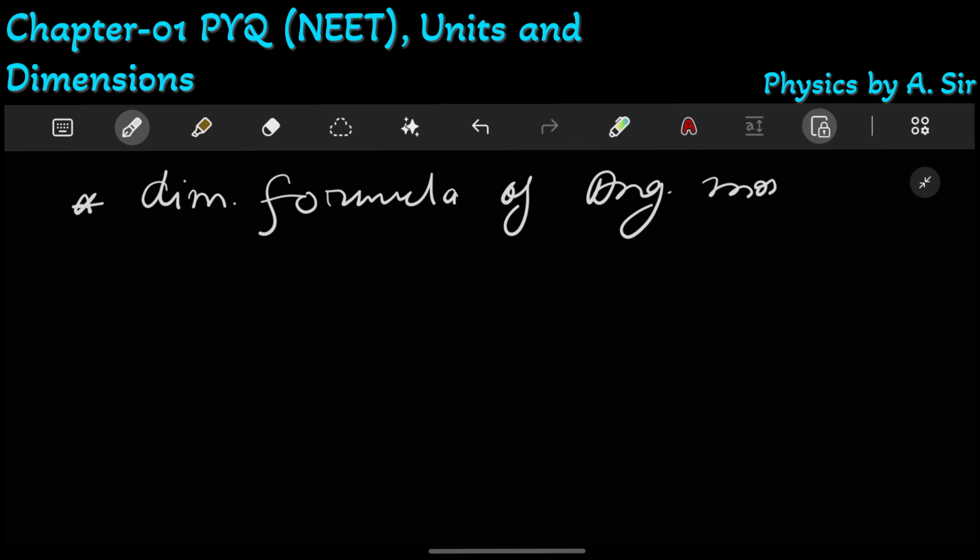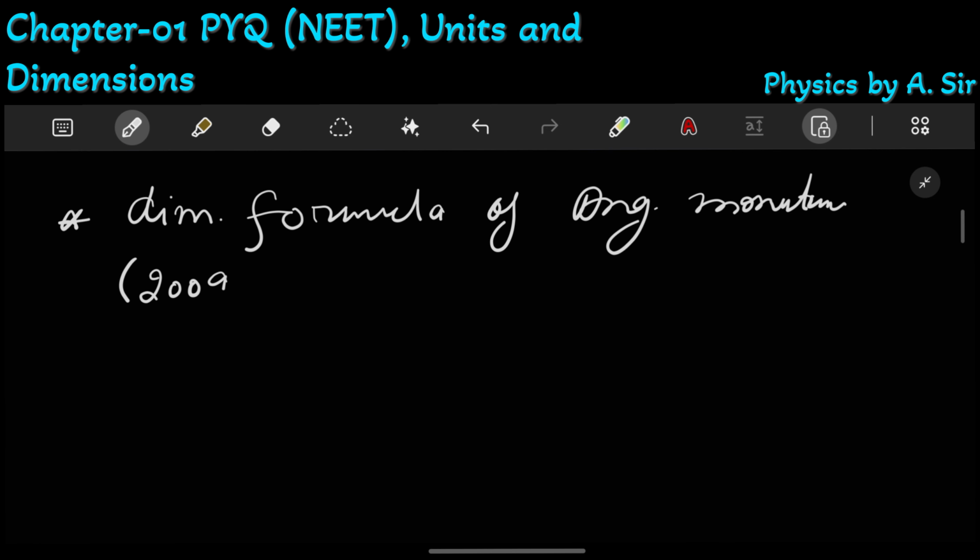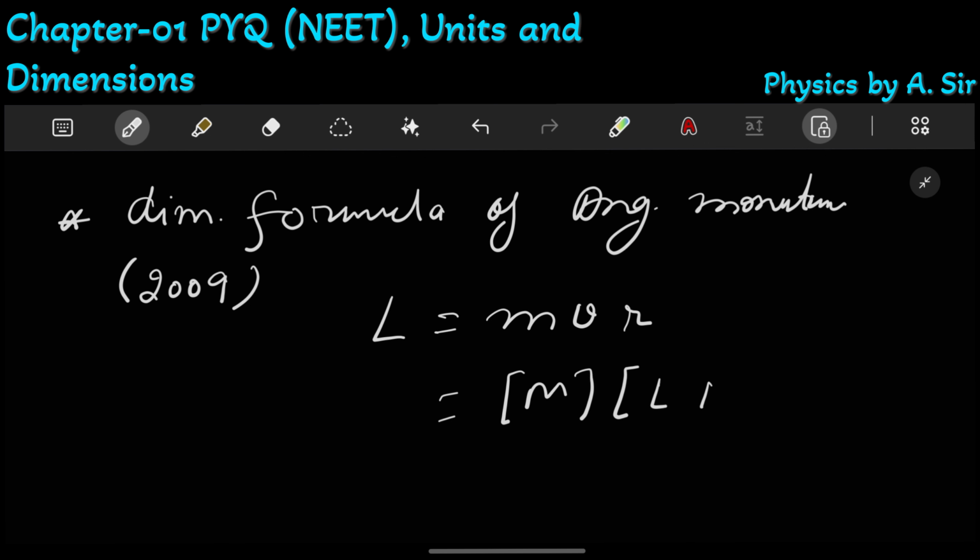Okay. Now let's go. Next is the dimension formula of angular momentum. 2009. Okay. So angular momentum L is m v r. Let's put this: mass M, velocity L T minus 1, and r is L. So it becomes M L square T minus 1.